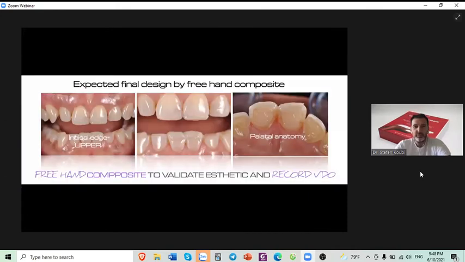So going back to this, let's say, handmade small reconstruction that the dentist has to make by himself. The main spirit of this is that you have to make with composites the volume that you would like to see with the final outcome. So for the palatal, you add some composite increment. Same for the incisal edge.